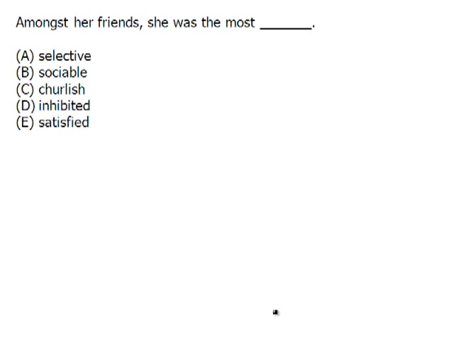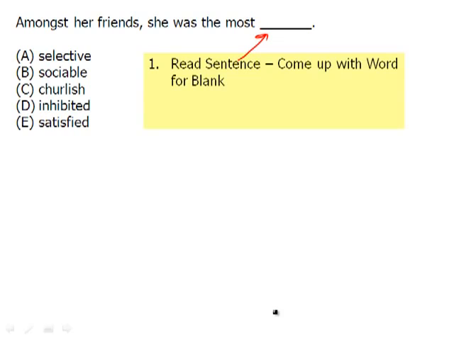So first off, let's meet what looks like a text completion. "Amongst her friends, she was the most blank." So what should I do? Well, I should try to come up with a word here that goes in the blank. Well, her friends are kind of boring, I'm guessing, so she was the most fun.